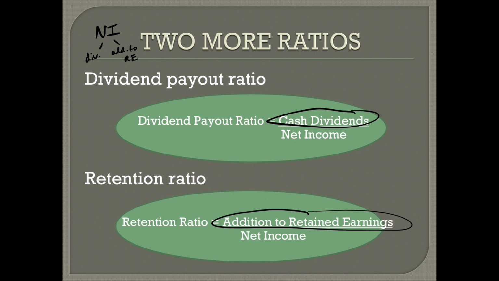So hopefully you realize that if the company pays out 30% of their net income in the form of dividends, that means they put back in 70%. These two ratios must always add up to 100%.